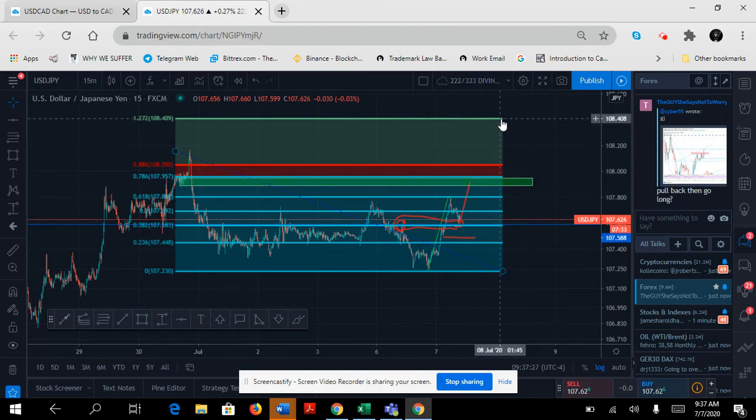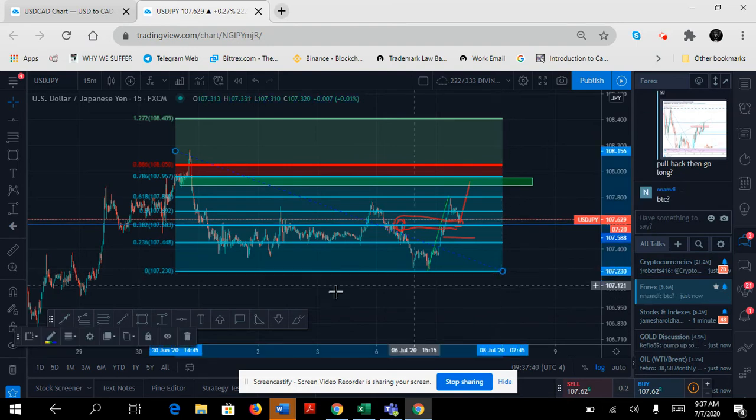So we can expect this price to come up to the upside and get into the 78% region of the Fibonacci, and then we can maybe watch for either a drop or a correction, so to speak.